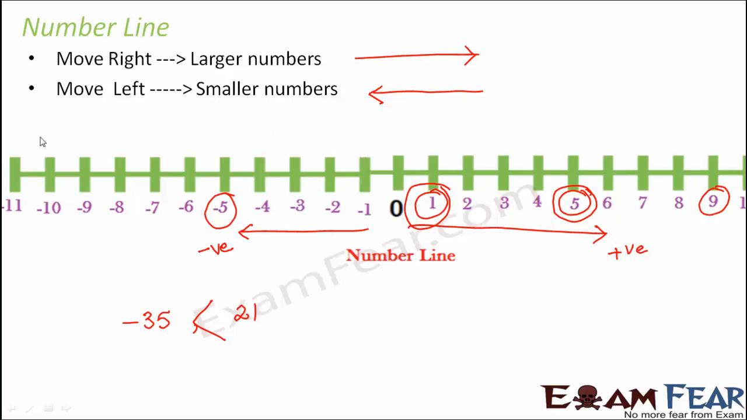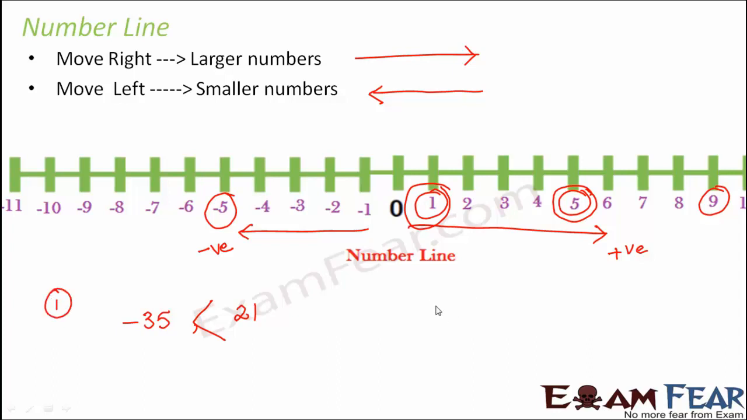because all the negative numbers are located on the left hand side of 0 and all the positive numbers are located on the right hand side. So any positive number is definitely going to be greater than any negative number. Forget about the digits, any positive number will be greater than any negative number. So that is one thing that we learn from here.